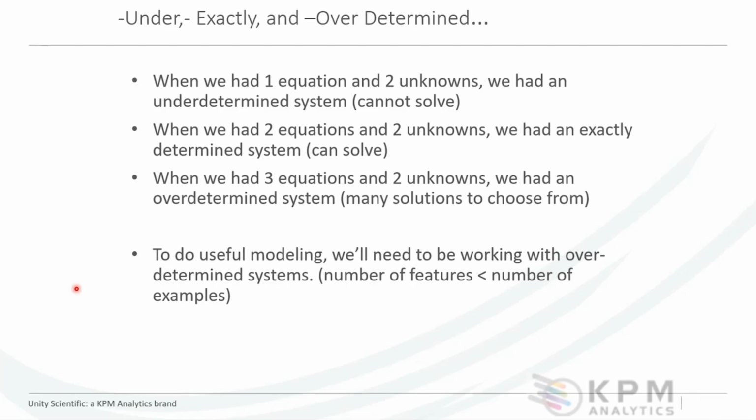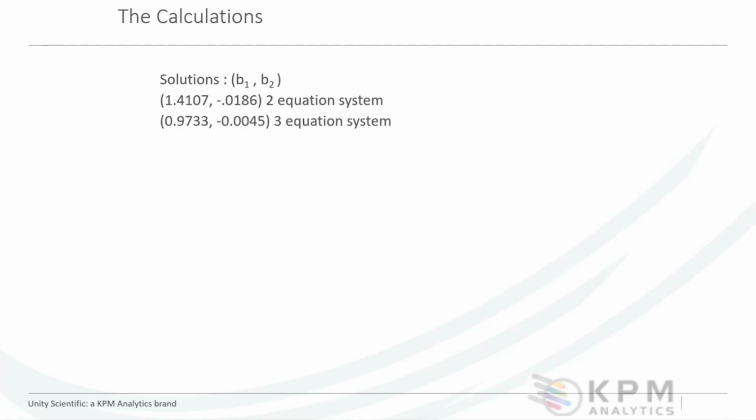So the number of features should be less than the number of samples. The number of spectral features, in our case, should be less than the number of samples. Okay. And for those of you that are keeping track, these are the solutions for the two different sets of solvable equations that I presented.